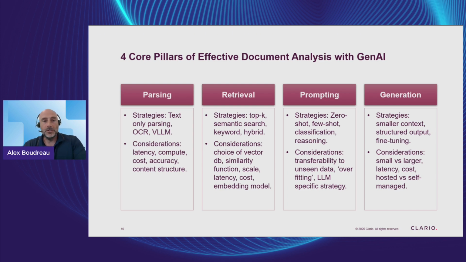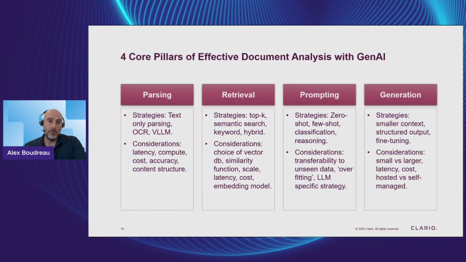So first you have to focus on the parsing, right? Depending on the type of information that you're looking for, maybe you can use some simple text parsing using a Python library. If you're looking at, for example, in study protocols, images and diagrams, you might want to look at OCR or multimodal LLMs, right, that have vision capabilities. But in doing that, you need to consider the latency, the compute costs, and accuracies, of course, and maybe the structure of the content that you're extracting. So you have to look at that carefully based on your use case and choose the right strategy for that.